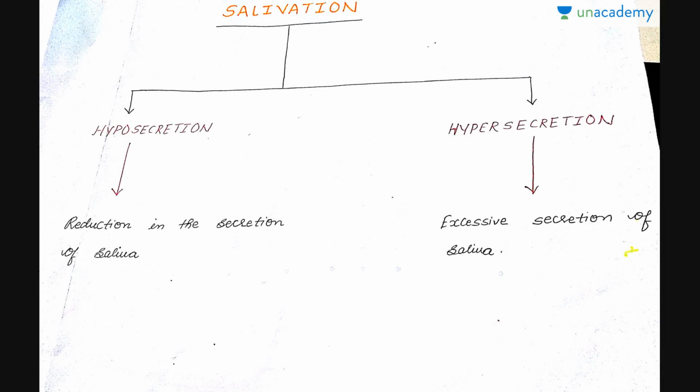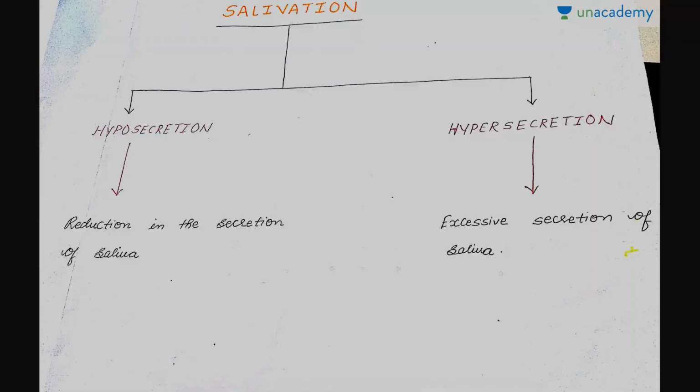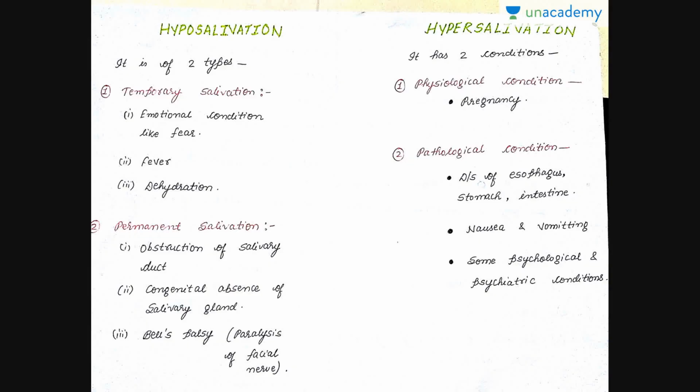So friends, saliva can have two things: first, hyposecretion or hypersecretion. Hypo means less than the normal amount, and hyper means more than the normal amount. Hyposecretion is the reduction in the secretion of saliva, or hypersecretion means excessive secretion of the saliva. So we will begin with hyposalivation.